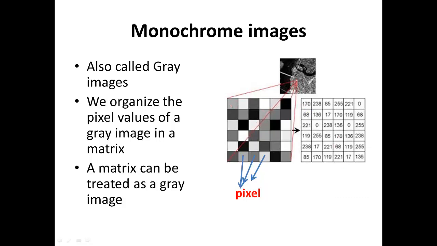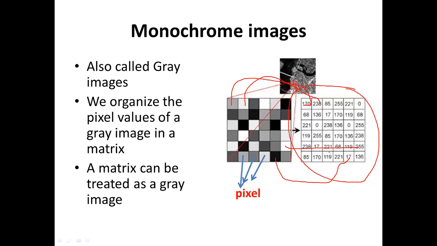For example, for this pixel, it has a pixel value 170. For this pixel, we have value 238. Also for this pixel, we have this value. So for this kind of matrix, sometimes we call them image. So in the future, we will confuse the matrix of the pixel value with the image itself. Because for image processing, we just need to know this kind of pixel value.